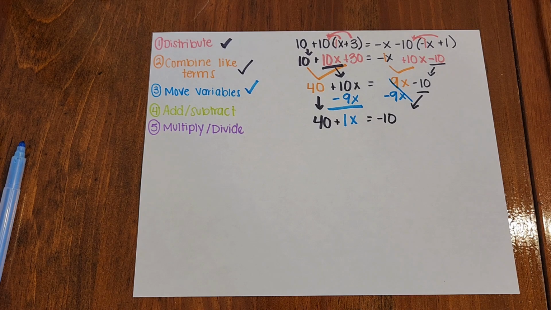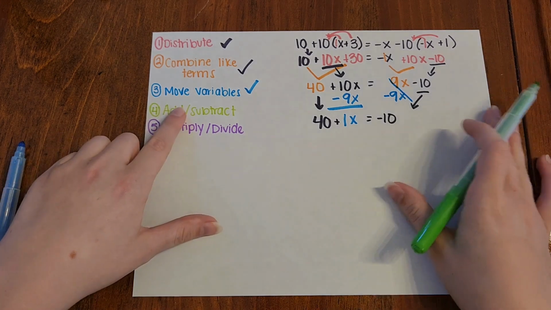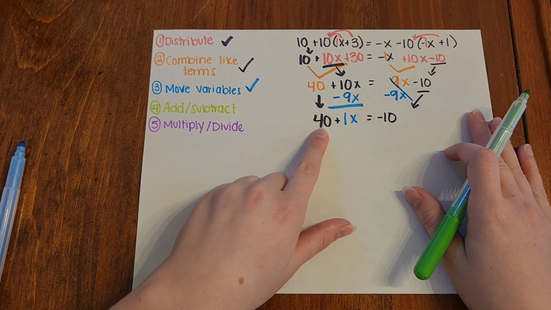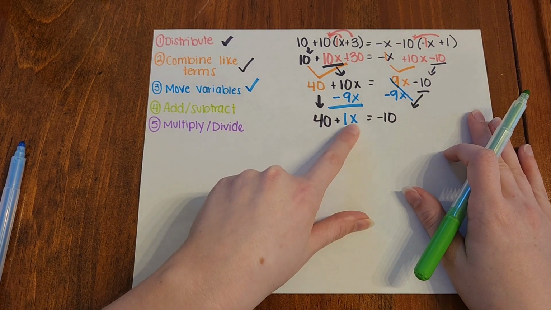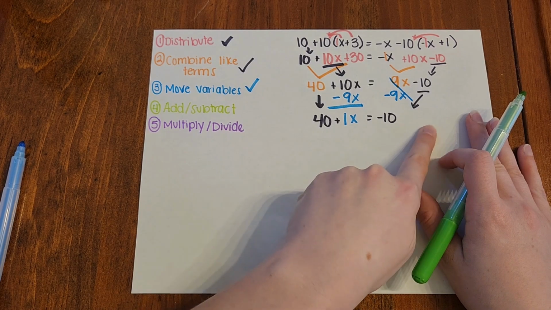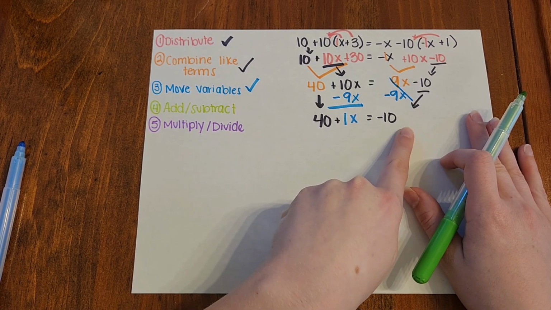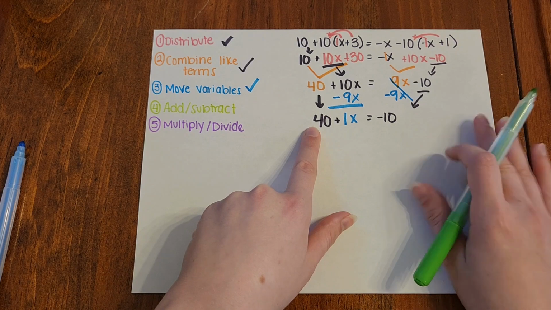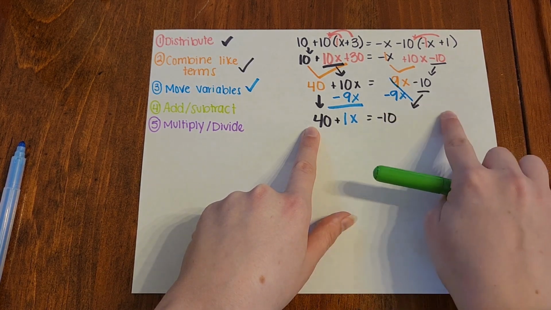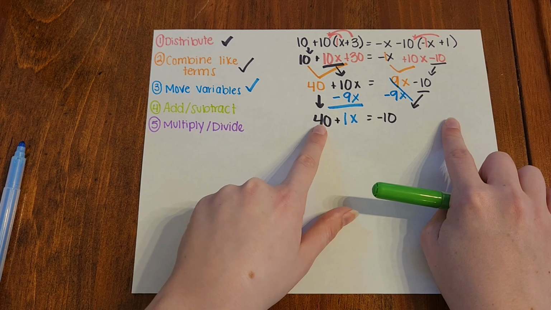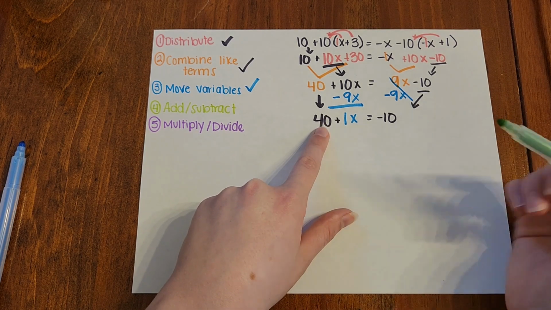Now for our third step is we're going to add or subtract. Right now we have a whole number, a number with a variable or term, and then another whole number. But there's nothing else on this side of our equation. So if we decide to move this negative 10 to this side of our equation, there'll be nothing left on this side of the equal sign, which is going to give us a problem. So we know that we'll have to move this 40 over.